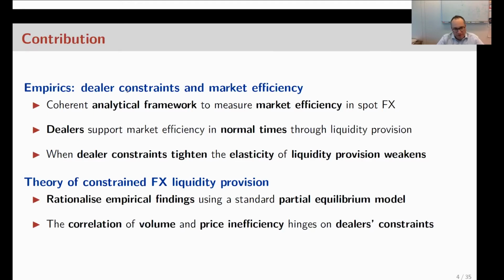And then once we have established these empirical results, we then provide a theoretical model of constrained FX liquidity provision that helps us rationalize these empirical findings. Here we draw on a fairly standard partial equilibrium model, as is common in the microstructure literature. And in particular, the key focus of that model will be on the correlation of the intermediated volume by the dealers and measures of price inefficiency. So we're looking at the state-dependent correlation between these two objects and how that correlation changes with dealer constraints.